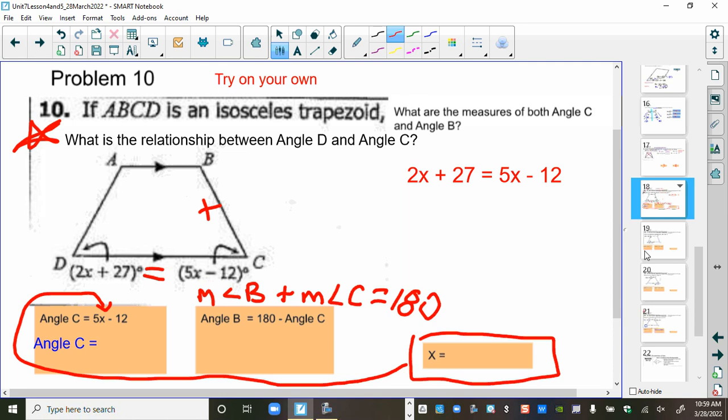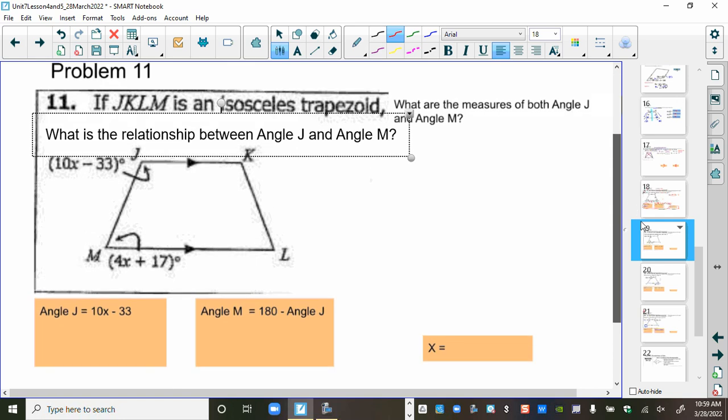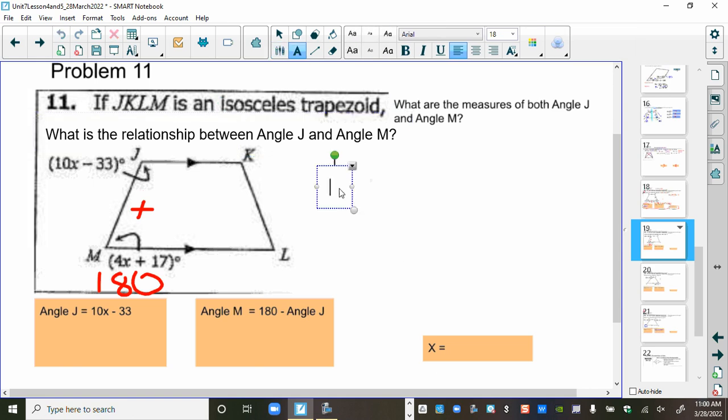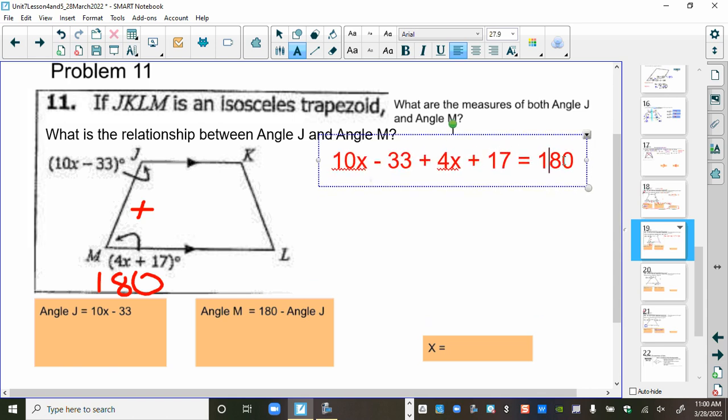19, 20, and 21. Really quick. Okay, I think this equals 180. They're going to add up to 180. That's right. So for problem 11, 10x minus 33 plus 4x plus 17 adds up to 180. That's your clue. Would it be negative 33 plus 17? Yup.